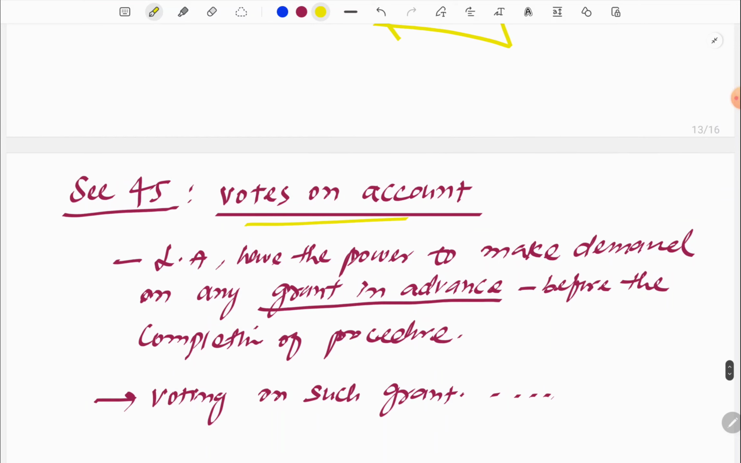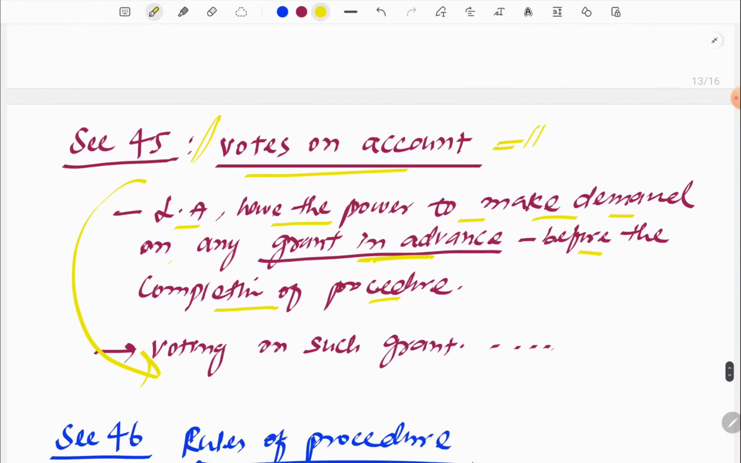For example, if a budget is being discussed, without the completion of the budget process, there cannot be any demand made by the government for money simply. But there is one option they have kept in case of emergencies. If you need money, by shortcutting everything, and if you don't want to wait for the completion of the appropriation of bills, there is this option, that is vote on account. The Legislative Assembly has the power to make demand for any grant in advance before the completion of the procedure. The voting that is done on it is called vote on account. So this is section 45 simplified.